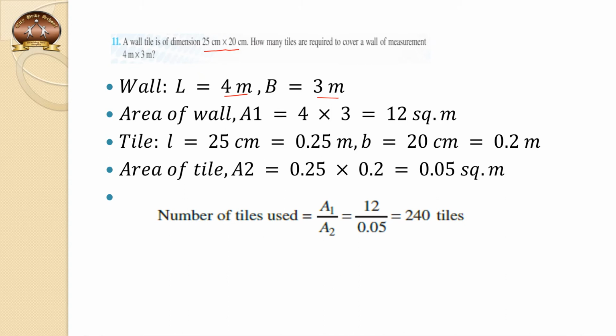Now let me find the area of the one tile. Here the length of the tile is given as 25 centimeter and breadth is given as 20 centimeter. So area will be, I have to convert this into meter because it is in centimeter. So I will convert this into meter, that is 0.25 and 0.2 meter. When I multiply, the area will be equal to 0.05 square meter. Now the number of tiles required will be equal to the area of the wall divided by area of each tile, that is 12 divided by 0.05. When I solve this, I get the answer as 240 tiles.